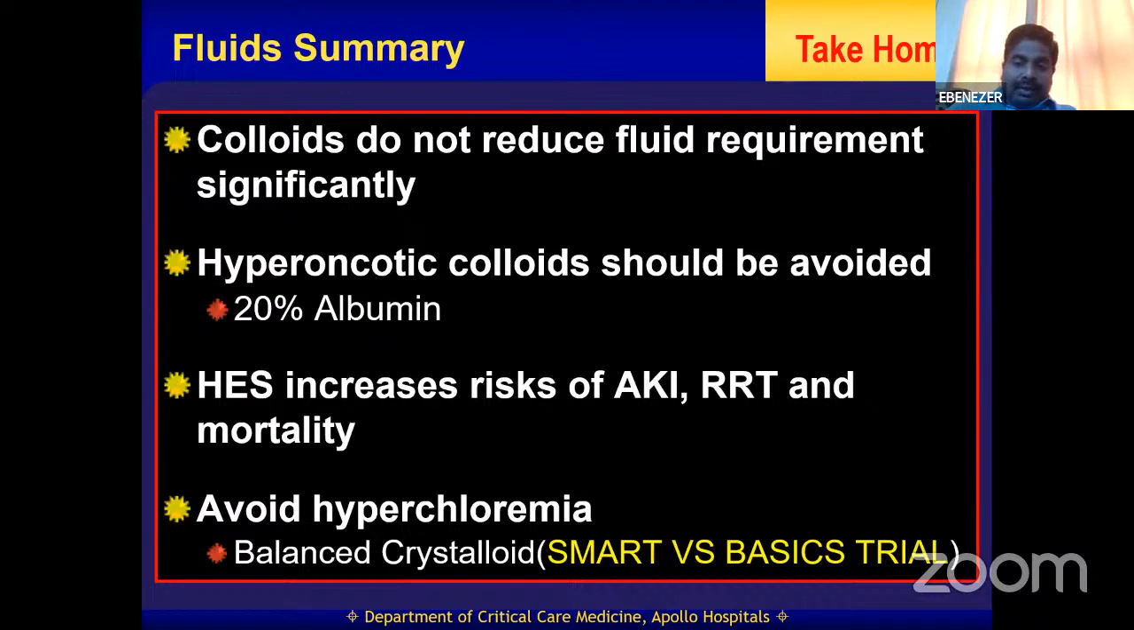And there are two trials which have recently come up: the SMART trial and the BASIC trial. When you look at the SMART trial, that has shown a difference in the mortality.